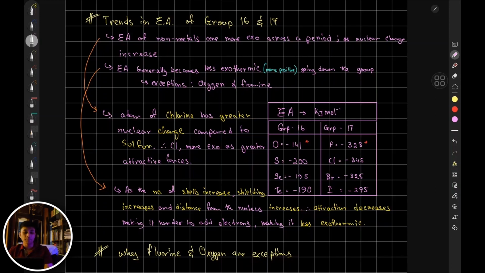Next point, the electron affinity generally becomes less exothermic going down the group. Okay, so as you go down the group, obviously, the shielding increases or the number of shells increases. So if the number of shells increases, there is going to be greater shielding or greater repulsion. As a result, the attractive forces will decrease. If the attractive forces decrease, less energy will be released.